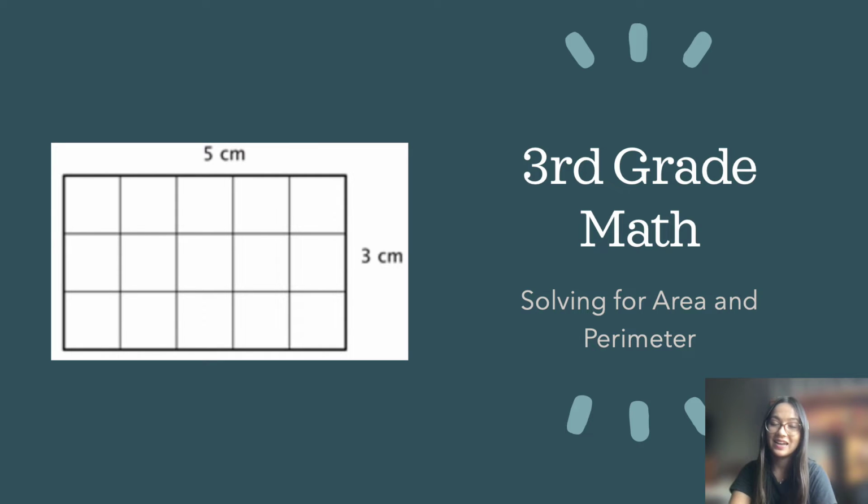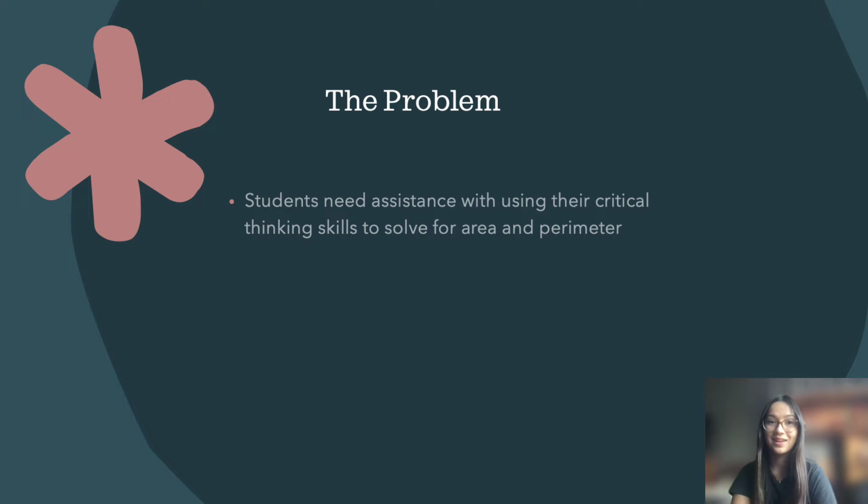My field of study is elementary education, so this presentation is modeled after a third grade math lesson on solving for area and perimeter. My students need assistance with using their critical thinking skills to solve for area and perimeter, so I'm going to use one strategy called the Think Aloud strategy to model different branching options for my students to use in order to solve for area and perimeter.